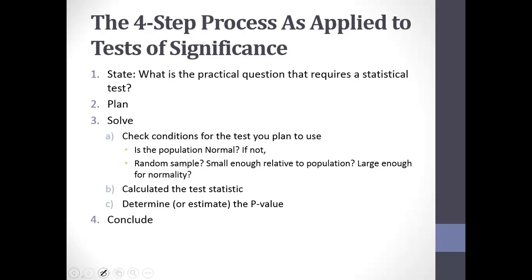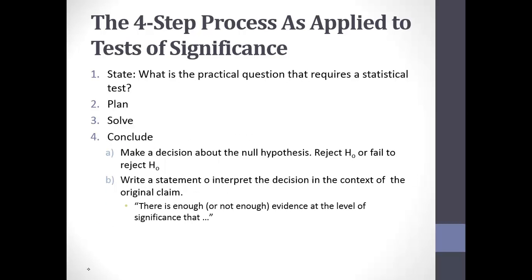the p-value, and then finally conclude, which means either reject the null hypothesis or fail to reject the null hypothesis, and then write a statement to interpret the decision in the context. So saying something like, there is enough evidence or there is not enough evidence to conclude that whatever our conclusion is, and then say what the significance level is. So lots of steps there, lots of things to fill in.